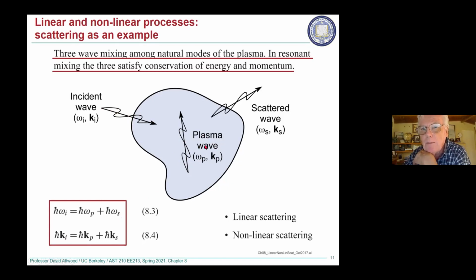If these plasma waves could naturally exist so that these relationships could occur, this incident light can actually drive the plasma wave out of the noise and then scatter off it. And that's called nonlinear scattering. So if you have a linear version, for instance, there would be Thomson scattering.